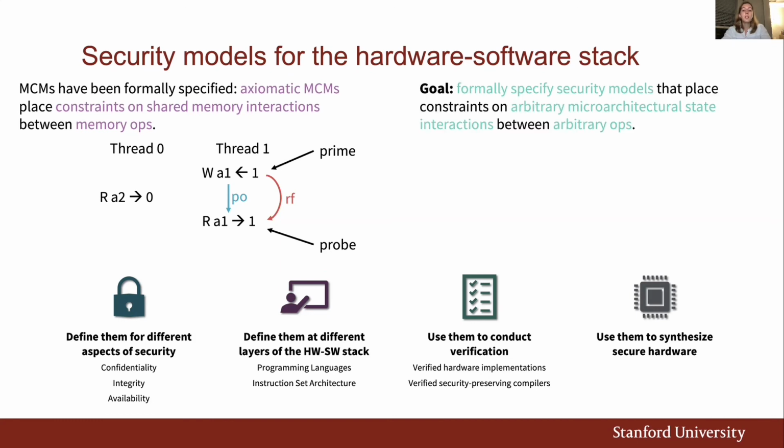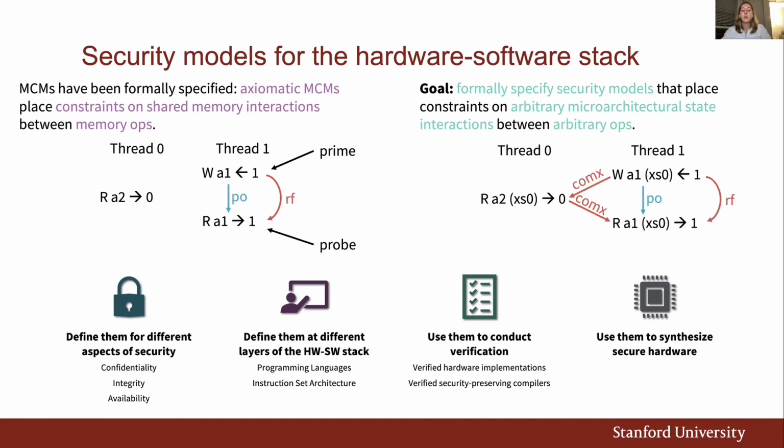The goal of formally specifying security models is to facilitate reasoning about when information leakage is possible in programs by defining the legal interactions that can take place between instructions via microarchitectural state. For example, the new COM-X edges that signify microarchitectural state interactions between the 3 instructions in this program, which share some common hardware state, X as 0, which could theoretically be represented by a shared cache line, now enable us to reason about the potential for information leakage in this program. Formally specifying security models can enable hardware security verification, secure compilation, and even potentially secure hardware synthesis.